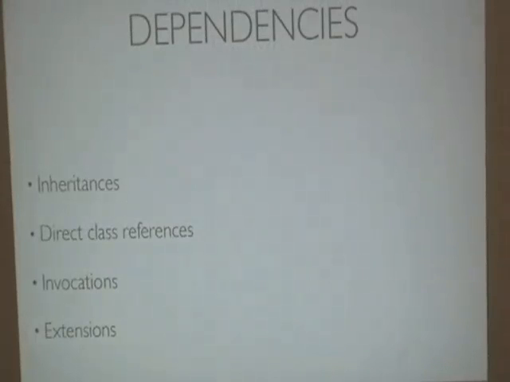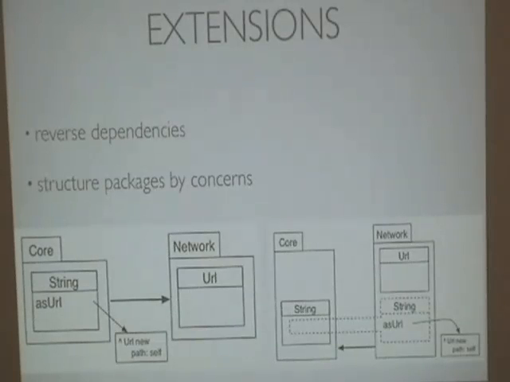So now the number. The number in package, in DSM applied to package, can represent inheritance, direct class references, invocations, or extension. So everybody knows extensions. Yes, so I don't explain what is it, but in our case, we used to reverse dependencies. If I have a cycle, I can use extension to reduce cycle.